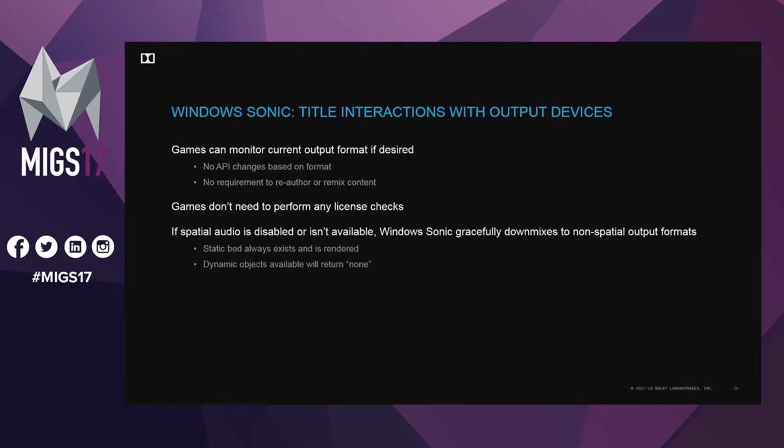So you won't lose anything. The height plane and any dynamic objects will just be pulled back down to the bed. They may not have the same kind of positional accuracy that you enjoyed before with a full 7.1.4 setup, but you'll still have all the information. It just may not be as precise.